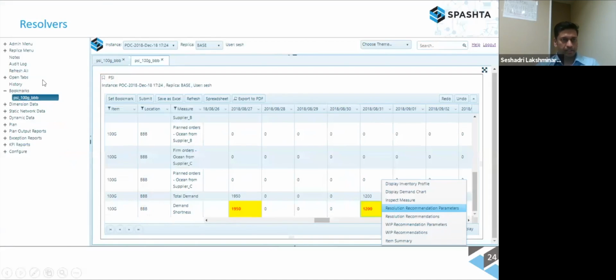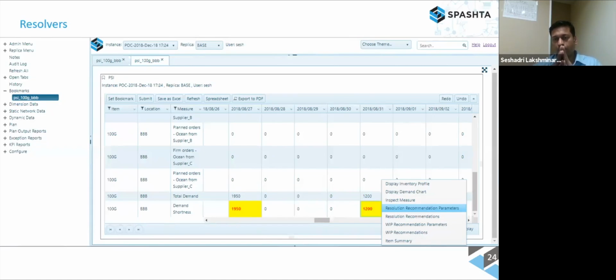So again, this is a screenshot from our tool where the planner is seeing an exception. In this case, the exception is a demand shortness of a certain quantity. And in this case, we have built a particular exception resolution mechanism in the software itself. So I'm going through this example to give you an idea of what could be possible, and exactly how you implement it in your own territory is something you'll have to think through.